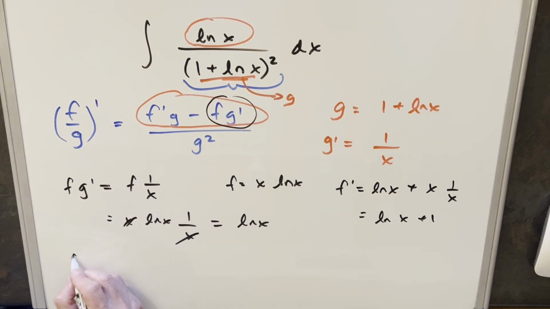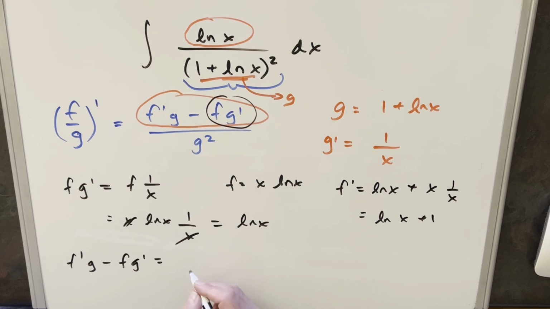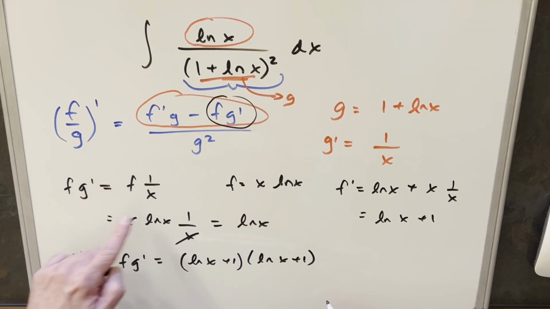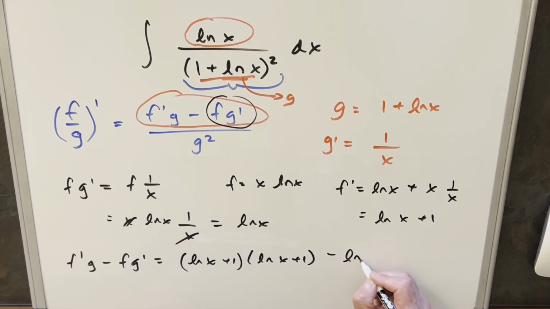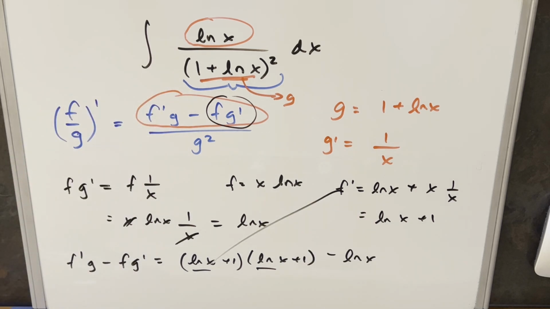So if we did out the whole formula, f prime g minus f g prime, using everything we know, for f prime we have ln x plus 1, times g, here, I'll just reverse the order, ln x plus 1, minus f g prime, that's going to be this minus ln x. But if you multiply this out, you're going to have an ln x squared, and you're going to have a plus 1. Basically, when we put this all together, this is not going to work. It's not going to match ln x, so we need to try a different way.